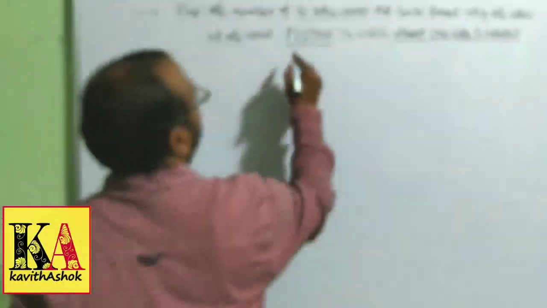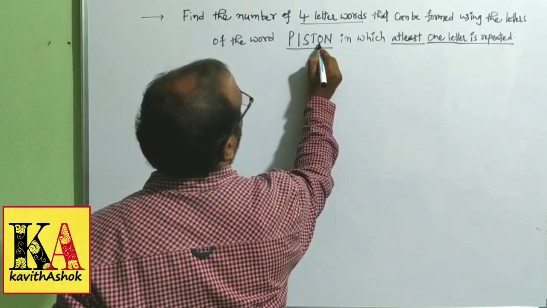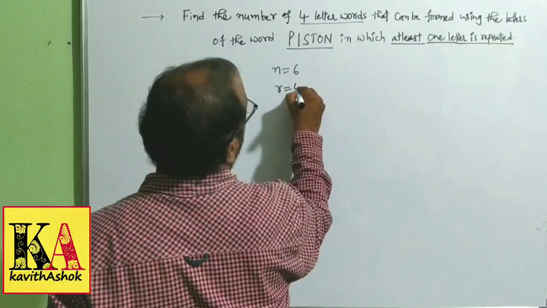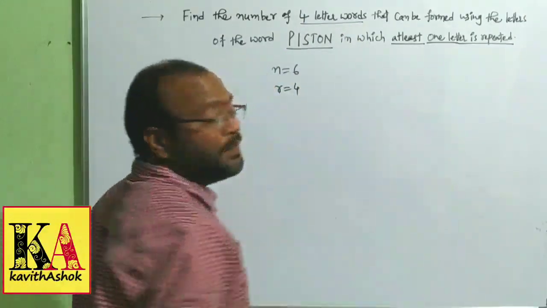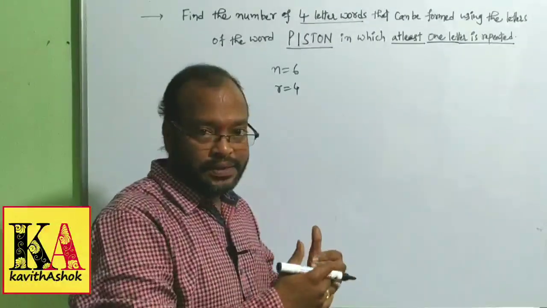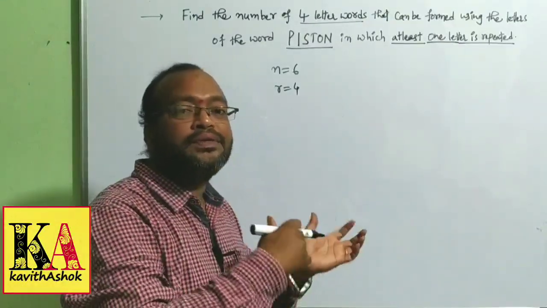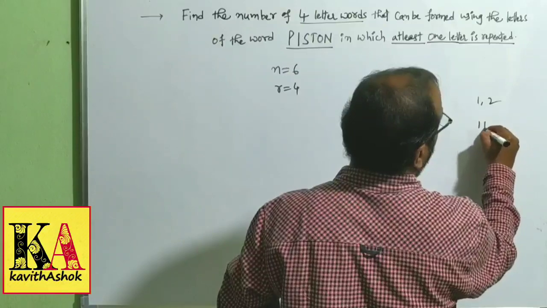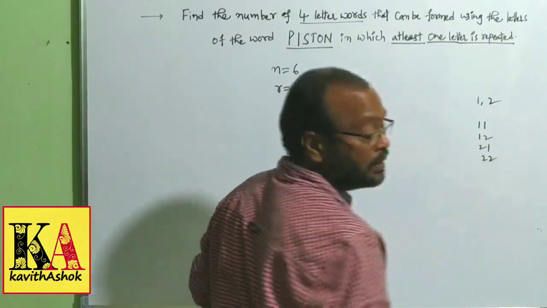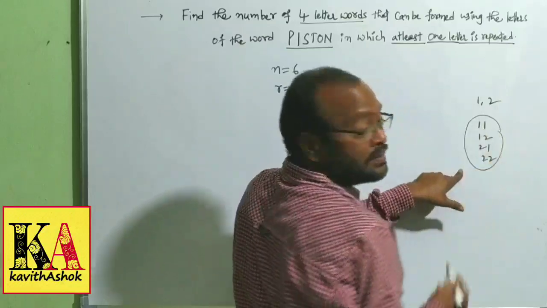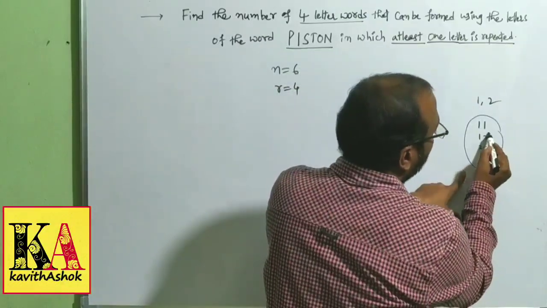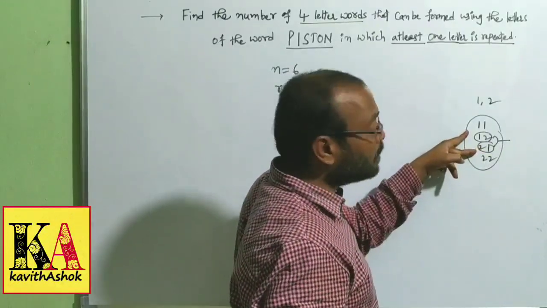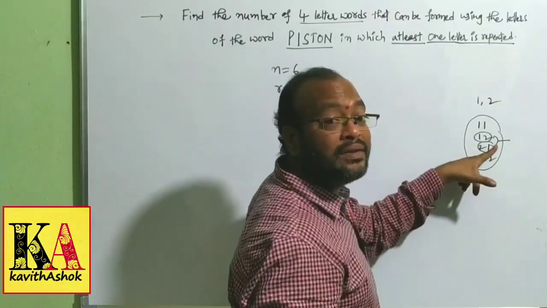Look at here now. PISTON contains 1, 2, 3, 4, 5, 6 letters. n is equal to 6. We want 4-letter words, so r is equal to 4 here. At least one letter is repeated in the sense, from the total number of arrangements, we have to subtract those arrangements which are not repeated. Is it clear? In the previous case, we discussed this. Suppose 1, 2 is there, we will write 1 1, 1 2, 2 1, 2 2. When the repetition is allowed, we can get this. When the repetition is not allowed, we have to remove this one and this one. These two are nothing but the permutations without repetition. The total is the permutations with repetition.